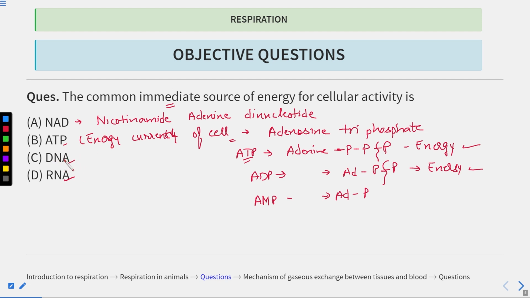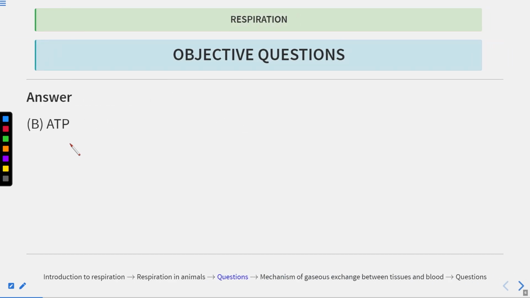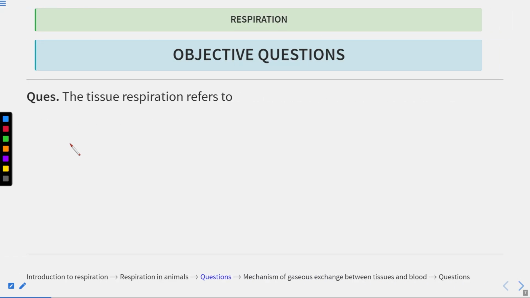Okay, here the sugar is deoxyribose, here the sugar is ribose. So both of these are nucleic acids, and nucleic acids are not the source of energy for cellular activity. The only immediate source of cellular activity is ATP. Clear? So what should be the answer? Option B, ATP, adenosine triphosphate, is the immediate source of the energy.